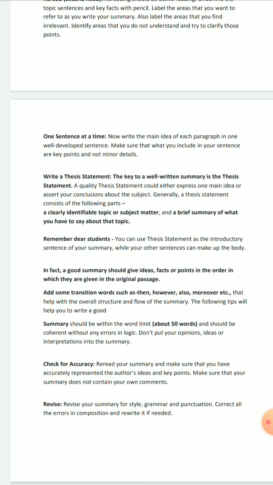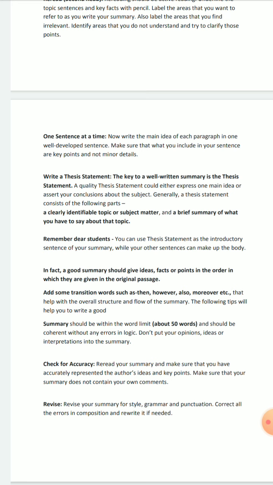So that finally, not only is your format related to the author's idea or the passage theme, you have to look also whether the summary is more or less connected with the theme of the passage. If you feel that yes, it is interconnected, then you should know that your note making is absolutely right. So I repeat, reread your summary and make sure that you have accurately represented the author's ideas and key points.